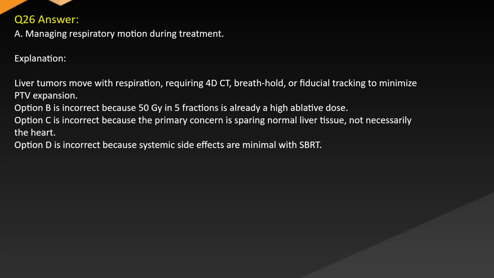Answer A. Managing respiratory motion during treatment. Explanation: liver tumors move with respiration, requiring 4D CT, breath hold, or fiducial tracking to minimize PTV expansion. Option B is incorrect because 50 Gy in 5 fractions is already a high ablative dose. Option C is incorrect because the primary concern is sparing normal liver tissue, not necessarily the heart. Option D is incorrect because systemic side effects are minimal with SBRT.